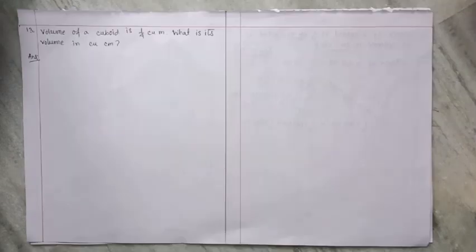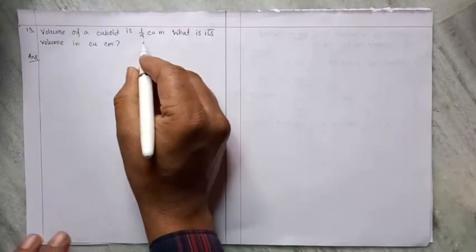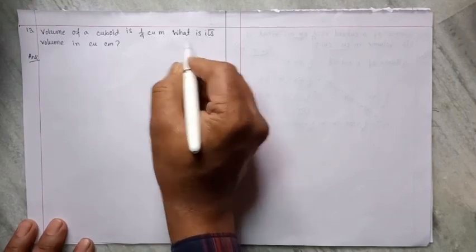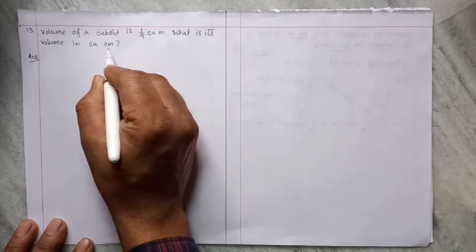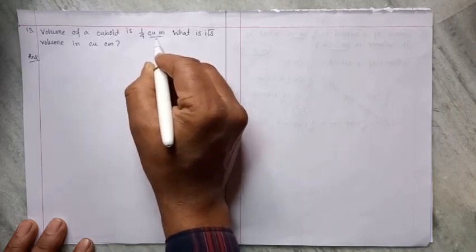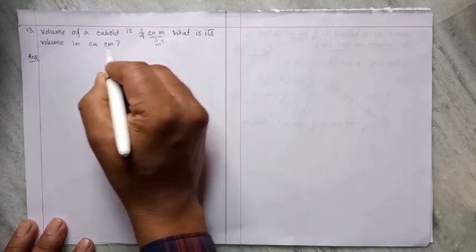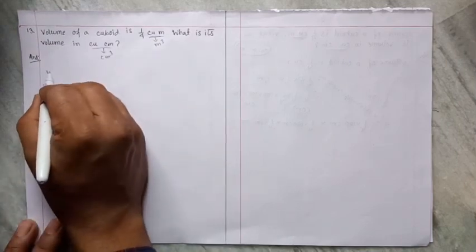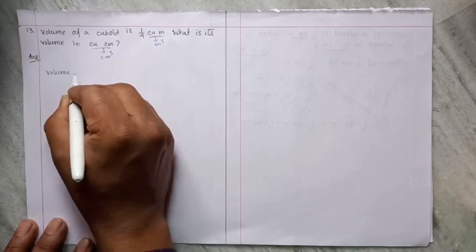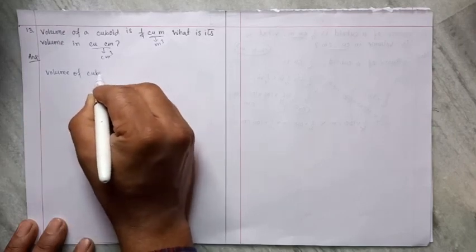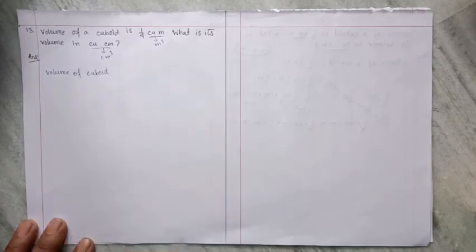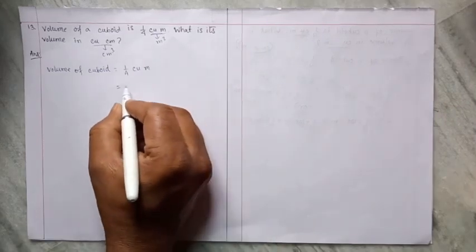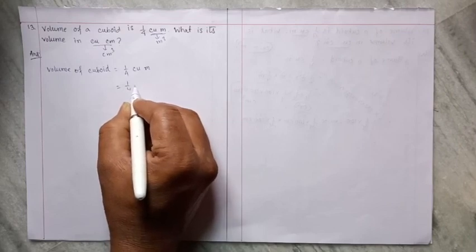Question number 13. Volume of cuboid is 1/4 cu meter. Cu means cubic meter. What is its volume in cu cm? That means cubic centimeter. This means meter cube, so you have to change into centimeter cube. Is it clear? So write it. Volume of cuboid. So 1/4 cubic meter, that means 1/4. You know cubic meter means what? Meter cube.